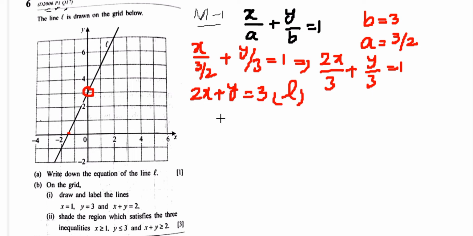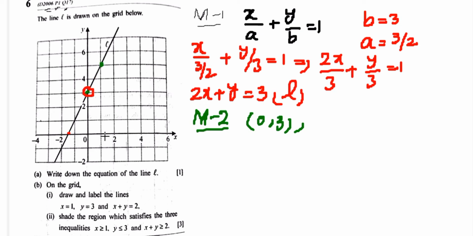Now I discuss the second method. If you have any doubt about method number 1, see, you have to find any 2 points that lie on this line. So it is clear from the grid, one of the points is actually the y-intercept. So its coordinates are 0, 3, and you can take this as a second point.